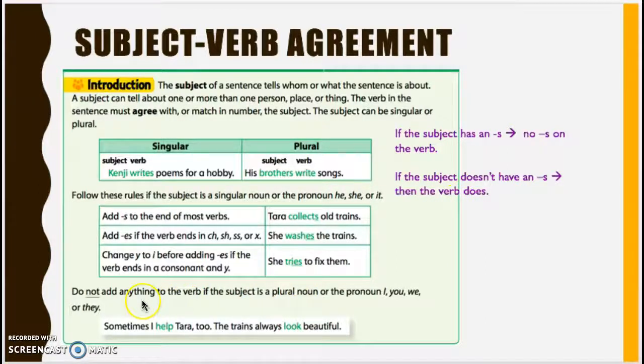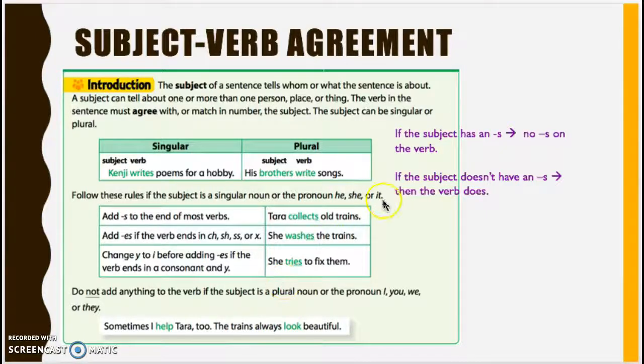Now sometimes you don't have to do anything to the verb. So if your subject is a plural noun or a pronoun, like I, you, we, or they, don't touch the verb. So, sometimes I help Tara too. Who is this sentence about? I. What am I doing? Help. Don't do anything to it. The trains always look beautiful. What are we talking about? The trains. What do the trains do? Look. Don't touch the verb because it's a plural subject.